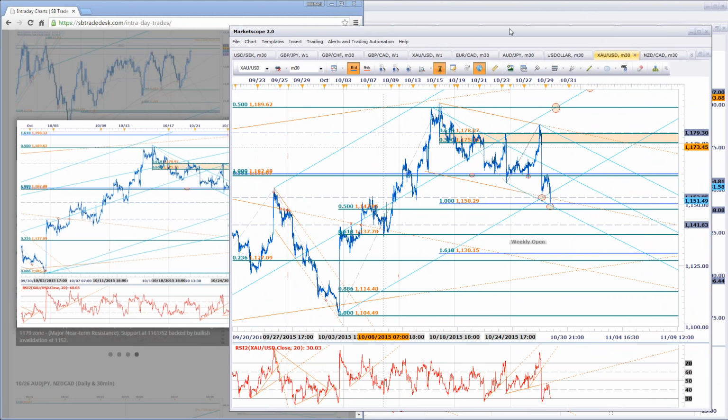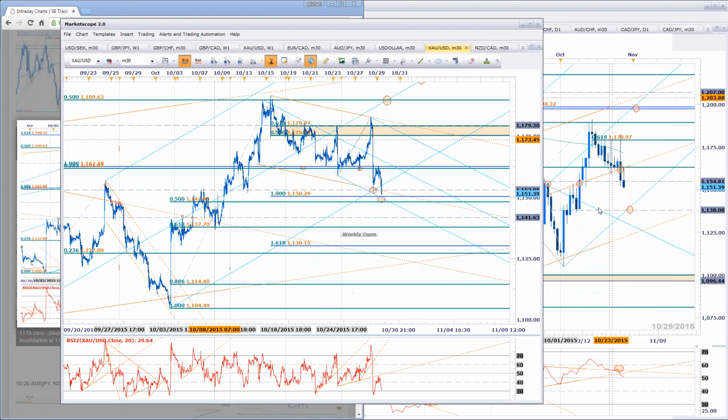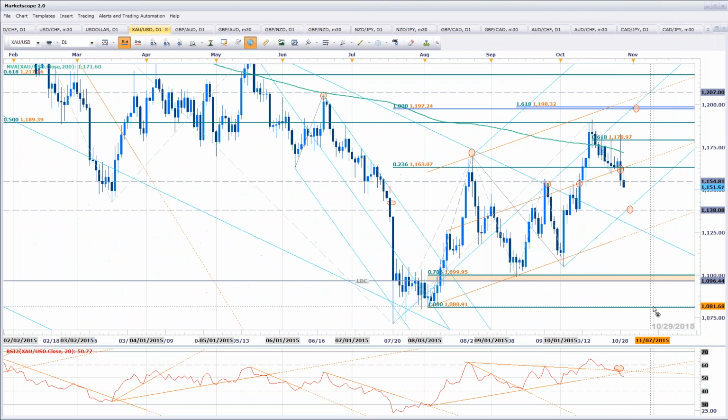Huge move for gold. I mean, just massive, massive range yesterday. And a failure punched through that 100-day moving, 200-day moving average in reversal. So it does put you on a little bit more of a bearish path.